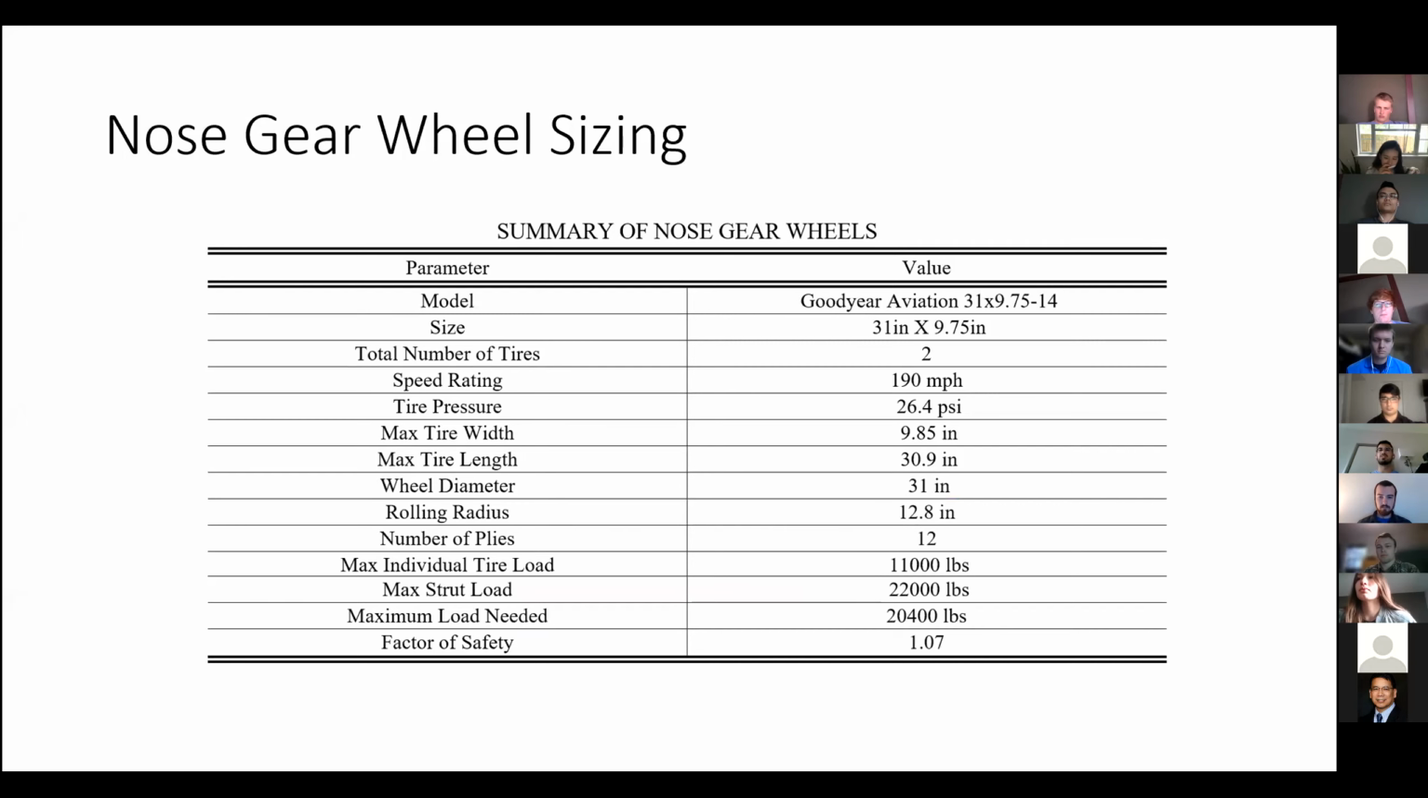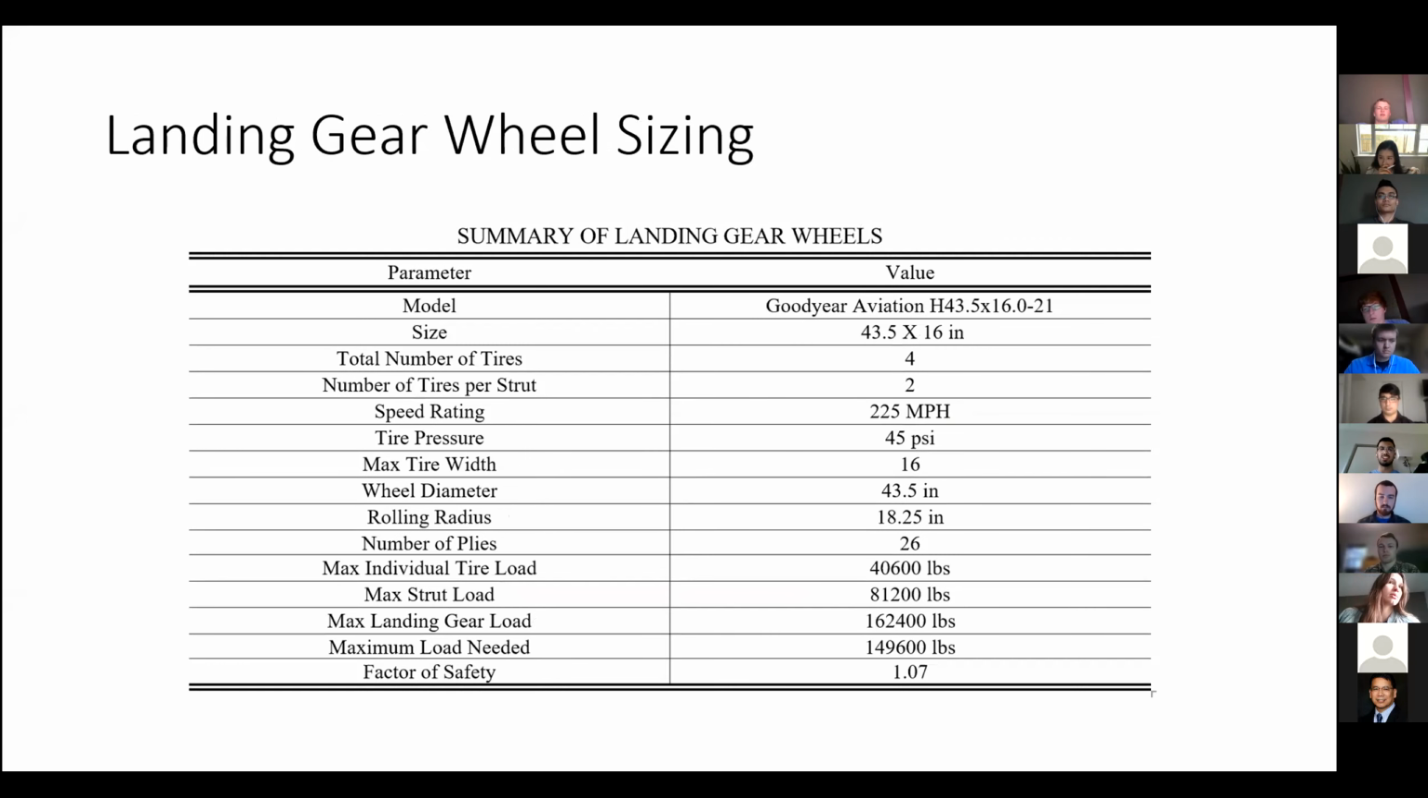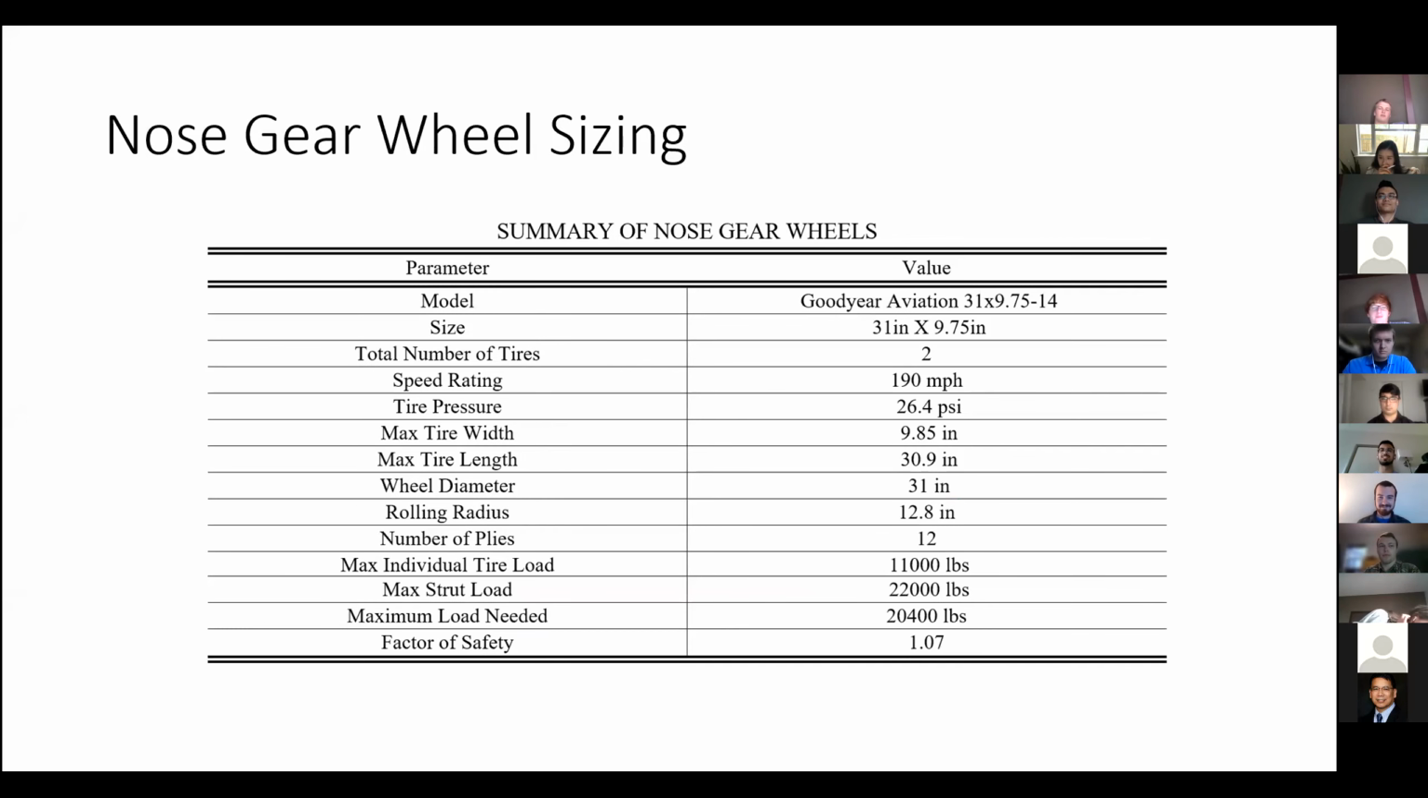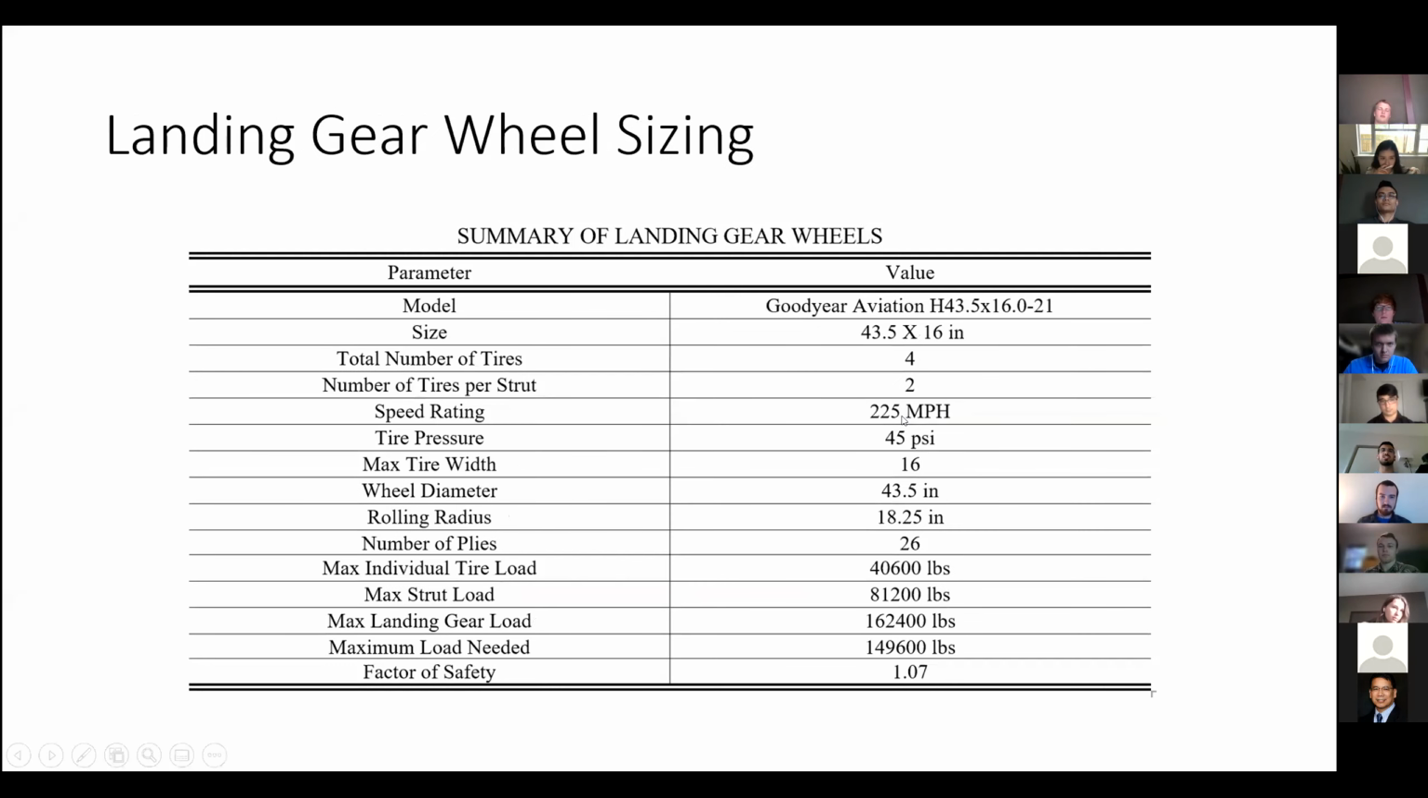So the model of the wheel that we went with was a Goodyear Aviation 31 by 9.75 14, and then the size of it was a 31 inch times 9.75 inch. And then the maximum load needed was 20,400 pounds, and the individual tire load was 11,000 pounds. And then on the next slide, we have the landing gear wheel sizing. And yeah, we have the Goodyear Aviation H43.5 by 16, and then that's the size of the wheel. And then the max individual tire load is 40,600 pounds.